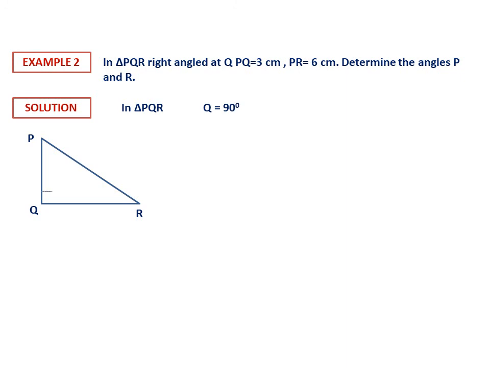So therefore we can just mark it. Then what else is given? Side PQ is given. This is 3 centimeter. And side PR is given. That is hypotenuse. That is 6 centimeter.